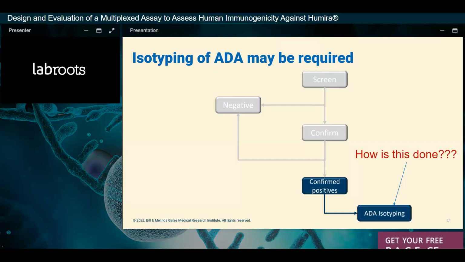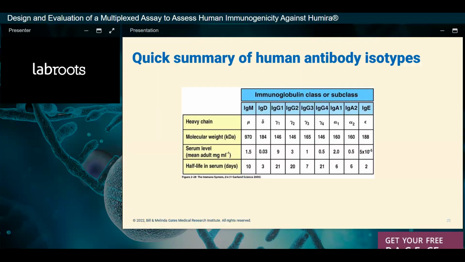So isotyping, just to remind you of what we're talking about. If you go back to your basic human immunology and you look at immunoglobulins or antibodies inside of humans, you remember that there are different classes. So there's an IgM, a D, a G, there's an A and an E, and there are different variants or subclasses for each one of these. So for instance, the IgGs, there are 4 of them. So you have an IgG 1, 2, 3, and 4. There are 2 of the IgAs. So there's a whole mixture of different types of antibodies that are floating around inside of all of us.